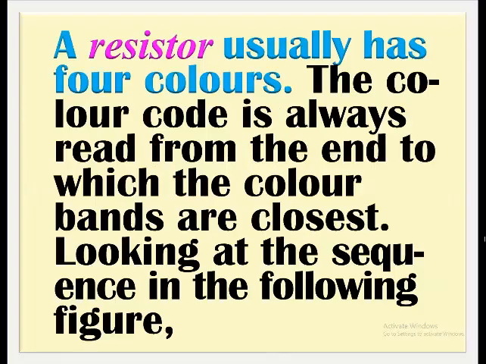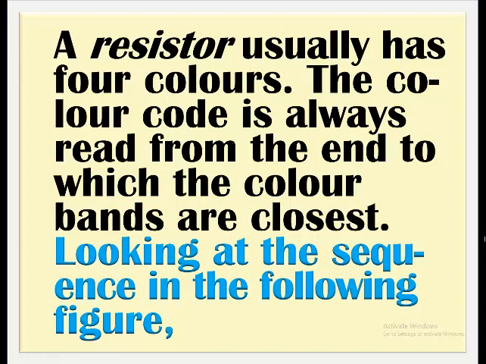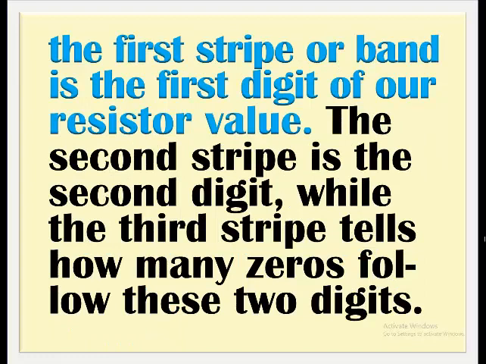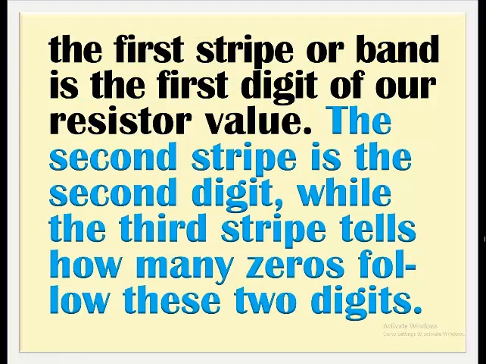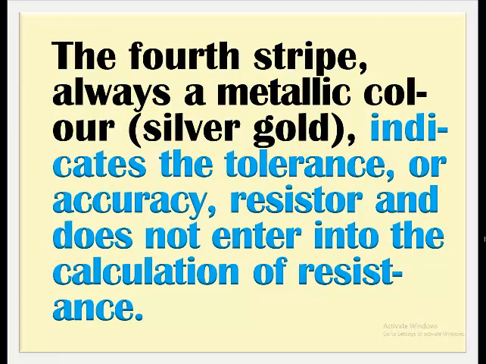A resistor usually has 4 colors. The color code is always read from the end to which the color bands are closest. Looking at the sequence in the following figure, the first stripe or band is the first digit of our resistor value. The second stripe is the second digit, while the third stripe tells how many zeros follow these 2 digits. The fourth stripe, always a metallic color, silver or gold, indicates the tolerance, or accuracy, of the resistor, and does not enter into the calculation of resistance.